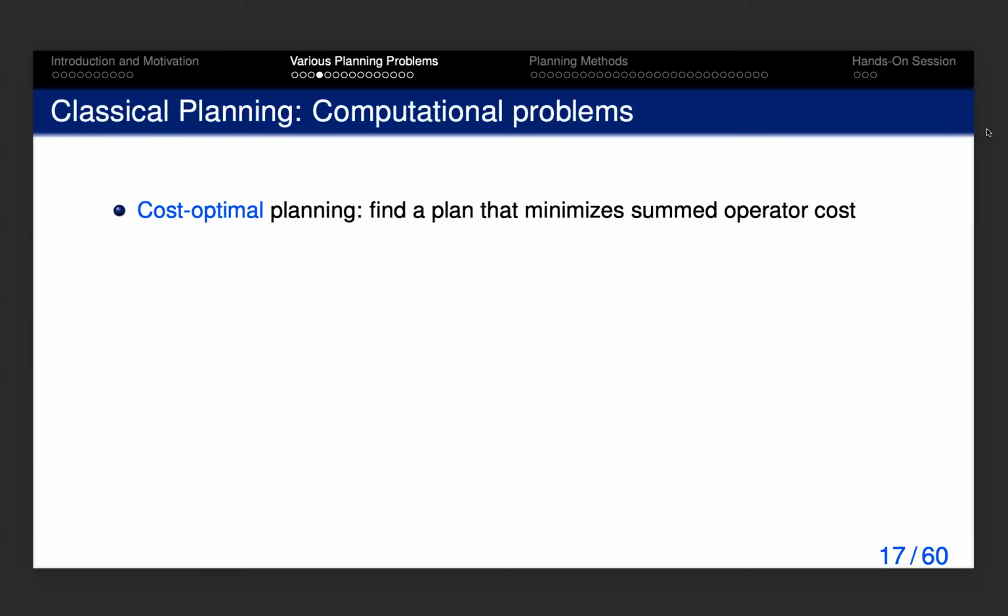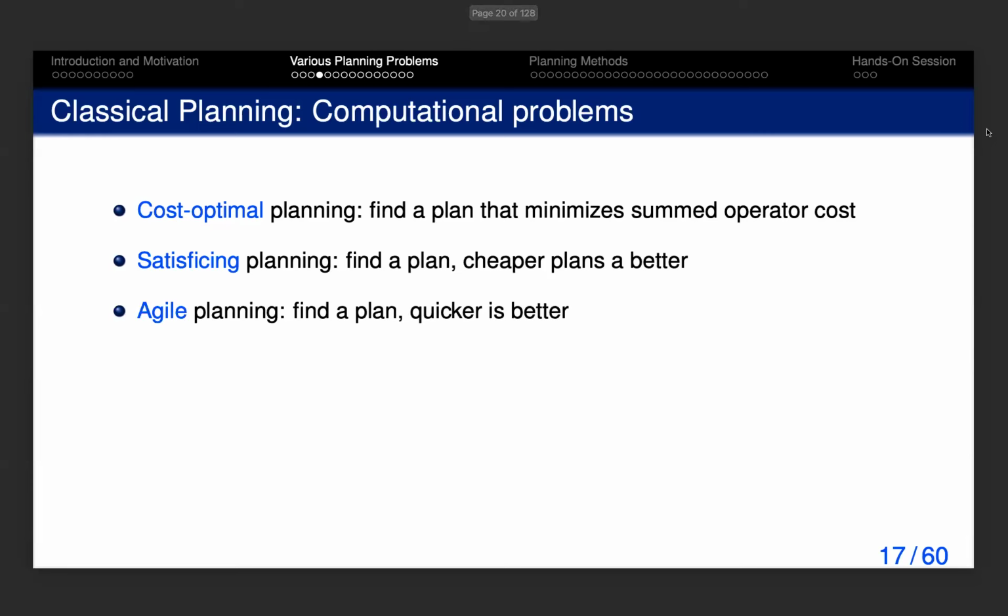So now we have many different computational problems for classical planning, starting with cost optimality. You want to actually minimize the sum of the operator costs. You care about the cost of these plans. You care about optimality. In some cases, you don't necessarily care about that. You care that cheaper plans are better, but you just find any plan that satisfies the goal. Agile: you care about time, so the quicker the better.